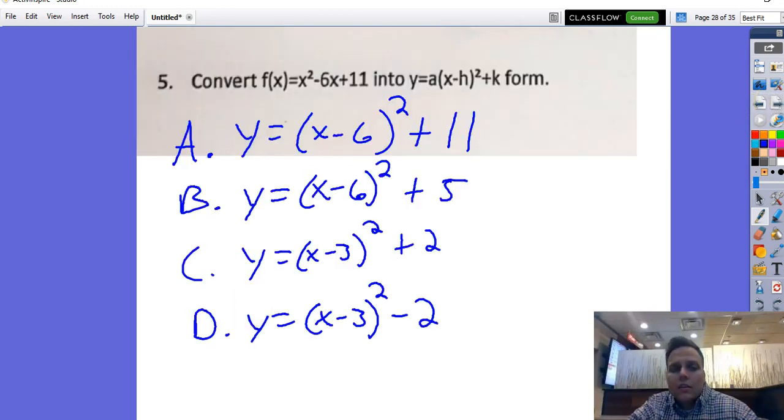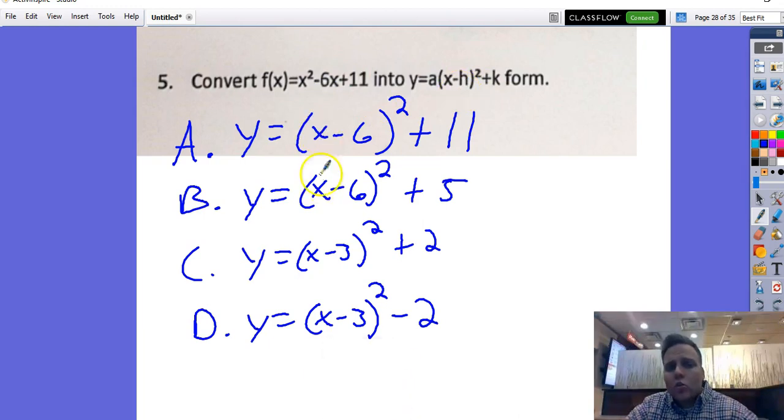Problem number 5 says, convert f of x equal to x squared minus 6x plus 11 into y equals a(x minus h) squared plus k, also known as vertex form. So we want to take the standard form and convert it into vertex form. We're going to let the calculator do all the heavy lifting for us on this problem.